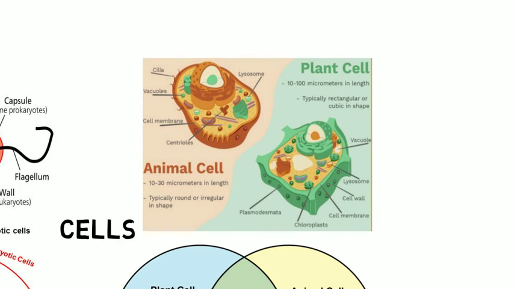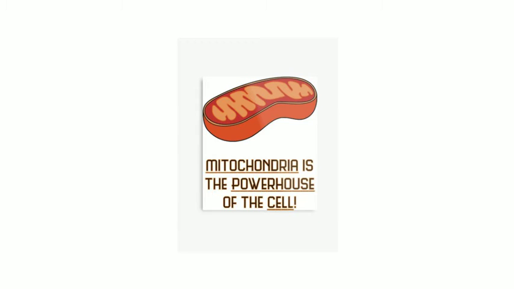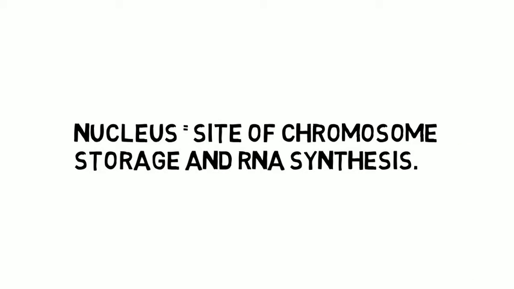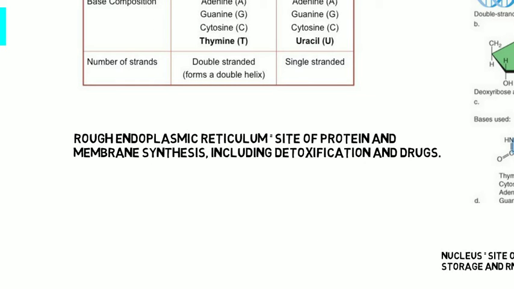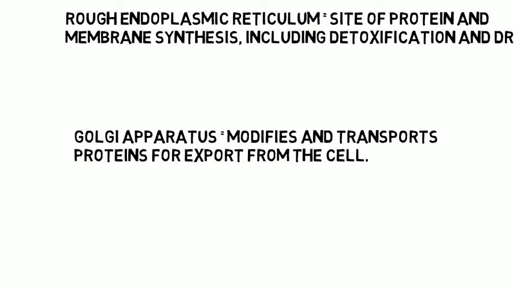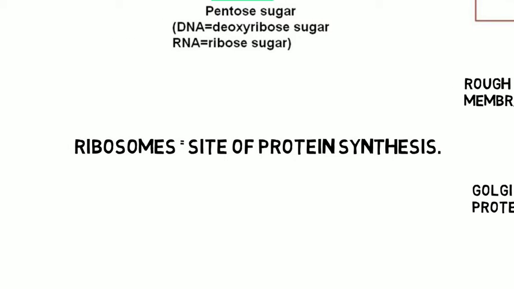A few examples of organelles are mitochondria, which is the powerhouse of the cell, produces ATP, and is the site of aerobic respiration. Nucleus, which is the site of chromosome storage and RNA synthesis. Rough endoplasmic reticulum, which is the site of protein and membrane synthesis, including detoxification of drugs. Golgi apparatus, which modifies and transports proteins for export from the cell. Ribosomes, which are the site of protein synthesis.